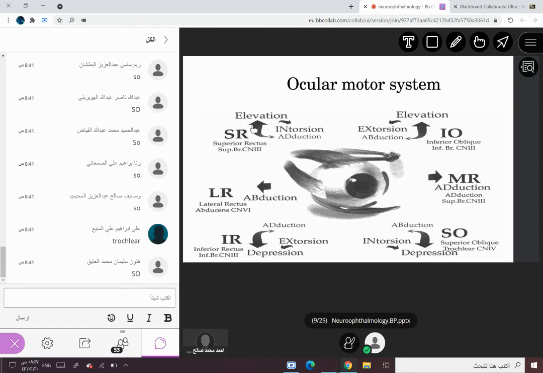Its place here, the superior, means it is an elevator. Okay, and this one's place here means it is a depressor. So here adduction, here adduction, opposite to the lateral rectus. Same scenario here. This is adduction, so the obliques are abductors. So one more trick: all superior are intortors, all inferior are extortors. This is also one more trick to make it easier for you to memorize the action of the extraocular muscles.